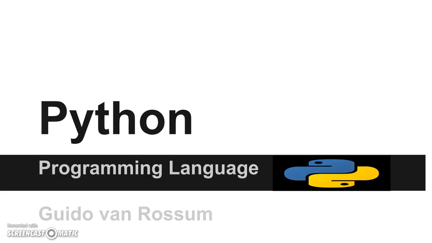So Python was developed by Guido van Rossum in the late 80s and early 90s at the National Research Institute of Mathematics and Computer Science in the Netherlands. He wanted to build a program which is simple to use and easy to understand. And till date, Python is the easiest and simplest programming language to learn. And it is the most powerful programming language available.